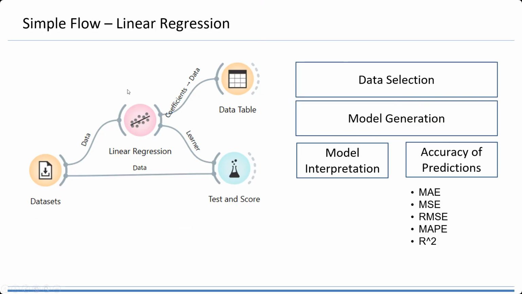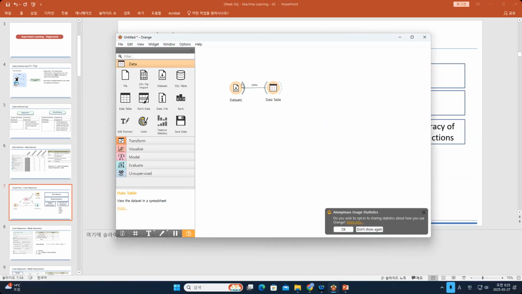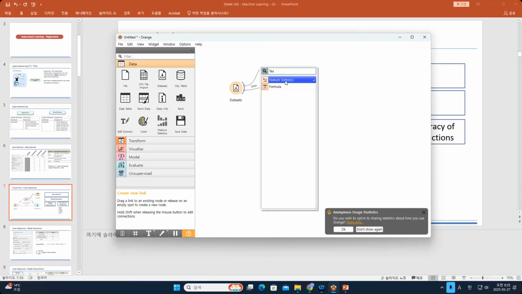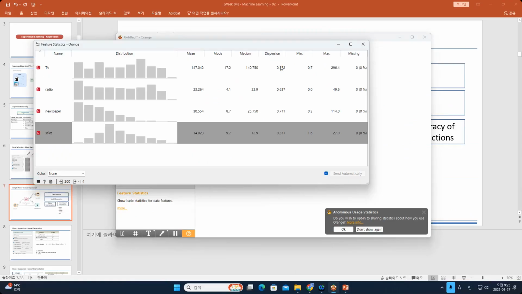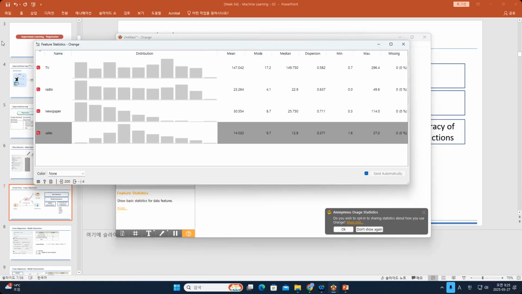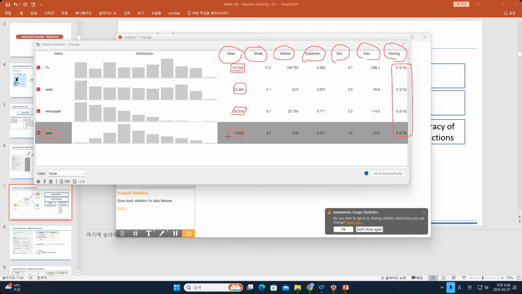If you want to see the statistics, you know how to see the statistics. We can open the feature statistics. In the feature statistics, you can see the mean, the mode, the median, the dispersion, the minimum, the maximum value, and the missing value. So there are no missing values. And the mean of the TV advertisement is 147. The mean for radio is 23. The mean for newspaper is 30. So the sales, the mean is about 40.